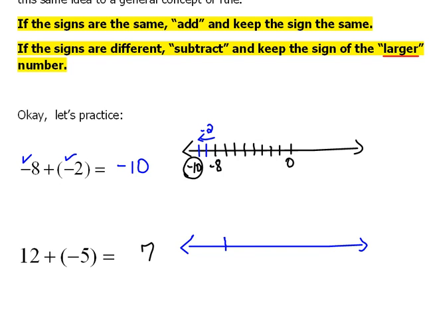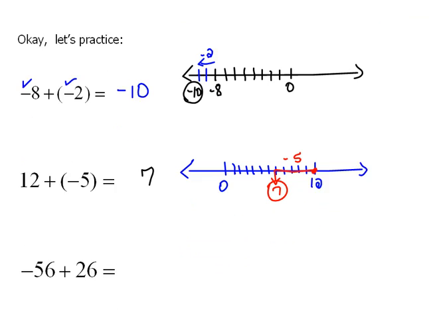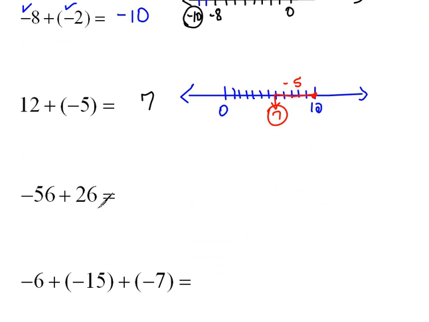Okay, let's say I start here at 0, and I'm going to go to 12. 1, 2, 3, 4, 5, 6, 7, 8, 9, 10, 11, 12. And this says I'm going to go in the negative direction 5 units. So if I go in the negative direction 5 units, that would be 1, 2, 3, 4, 5. I would end up right here, and that is at 7. So it does work.